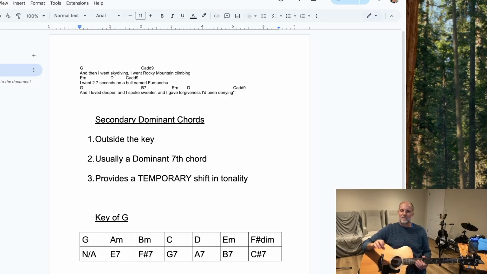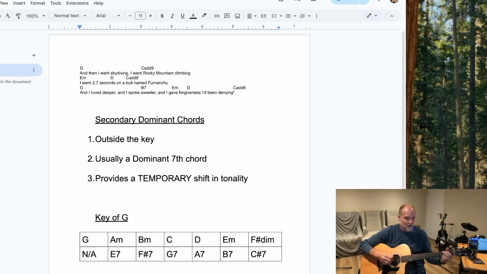So I wanted to highlight what that may look like across the key of G. There are a lot of misconceptions that it just has to be the fifth of the five. It doesn't have to be. You can create a secondary dominant out of any note within the scale structure. That's what I wanted to show in this chart here.